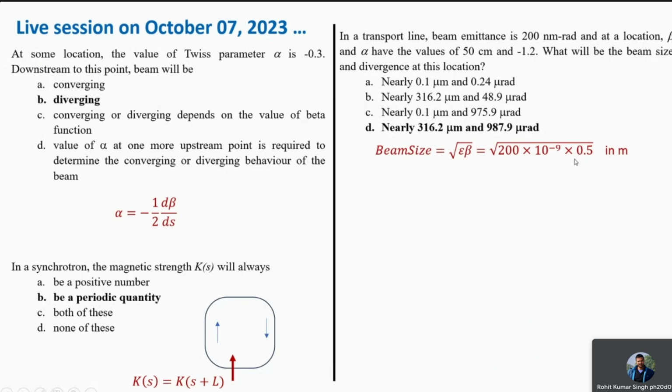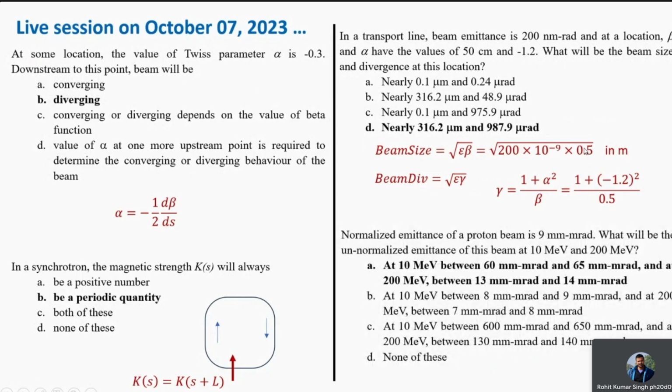Similarly for divergence, you need gamma. Beta and alpha both are given, so you can calculate gamma very easily, because the beam divergence is the square root of emittance times gamma. You can calculate gamma using the relation gamma equals 1 plus alpha square divided by beta. Alpha is given as minus 1.2 and beta is 0.5. Just putting the values of gamma and emittance in, you will get the beam divergence. So for beam size and beam divergence, the correct answer is this.